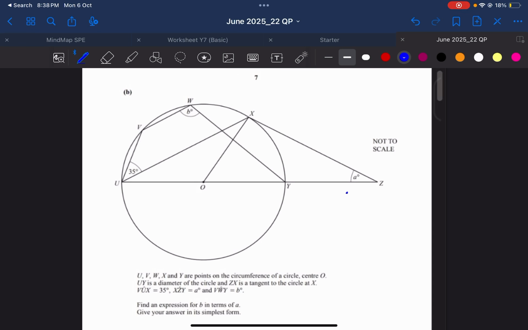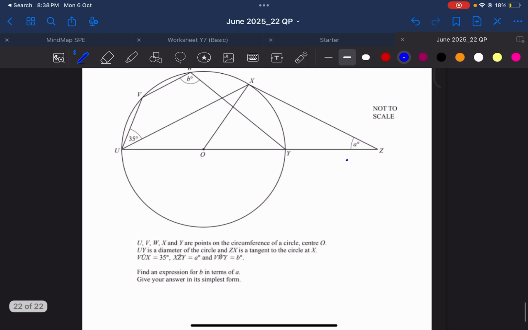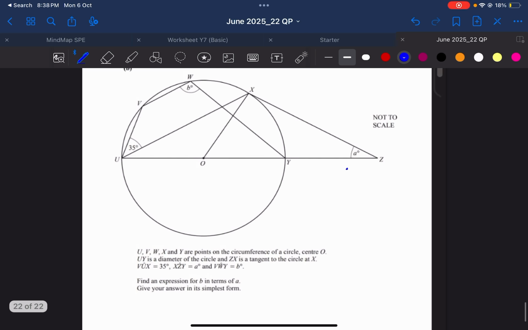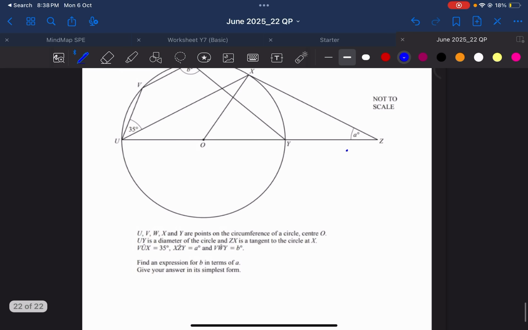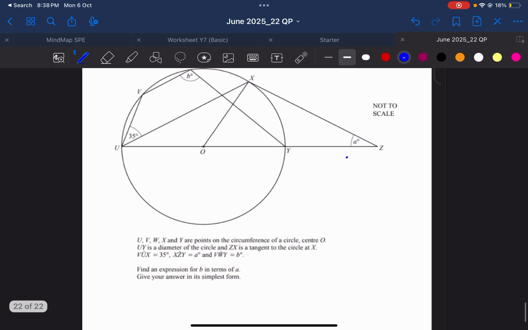Bismillahirrahmanirrahim. So, if you look at the question, it's a combination of circle properties, basically, and angles a little, but mostly on circle properties. Now, if you read through the question, it says several things. U, V, W, X, Y are points on the circumference of the circle, and UY is the diameter. Okay, so this is the diameter.